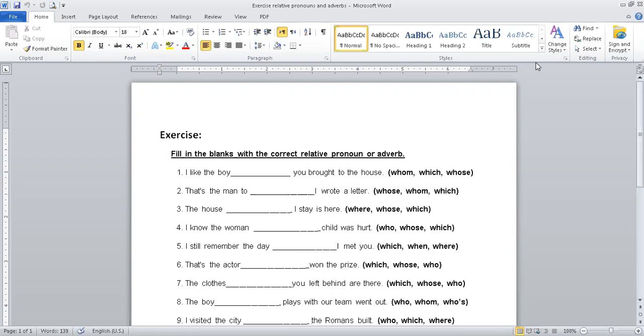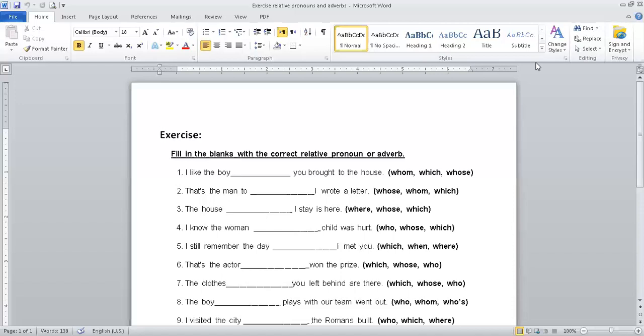Look at sentence number 1. I like the boy you brought to the house. We are defining the boy. The boy is someone. And the relative pronoun that defines a person is which one? Whom, which, or whose? It's whom, of course. So whom defines object pronouns. And whose is used for possession.